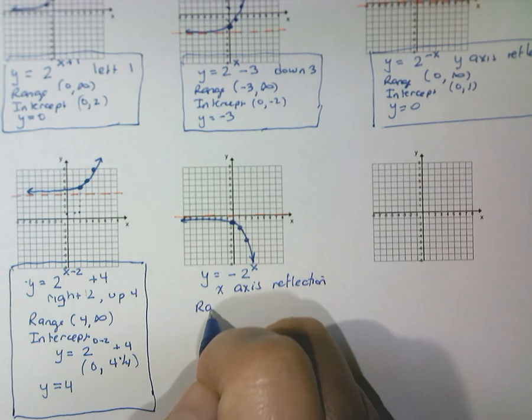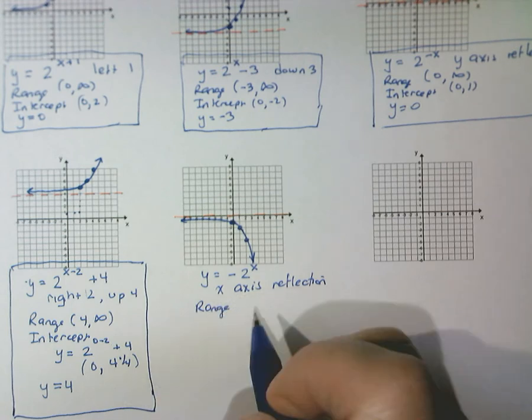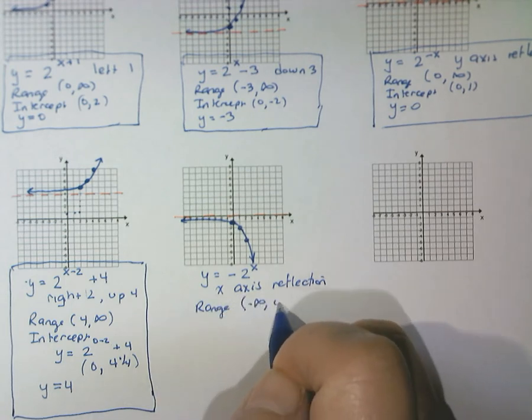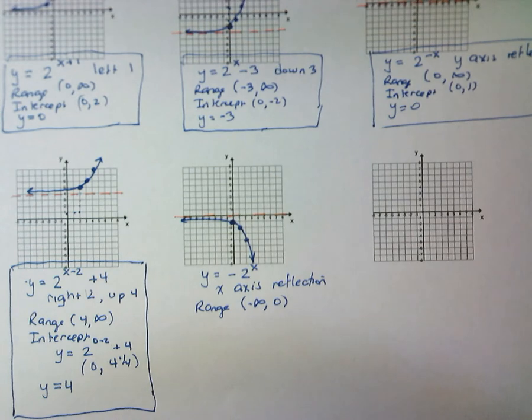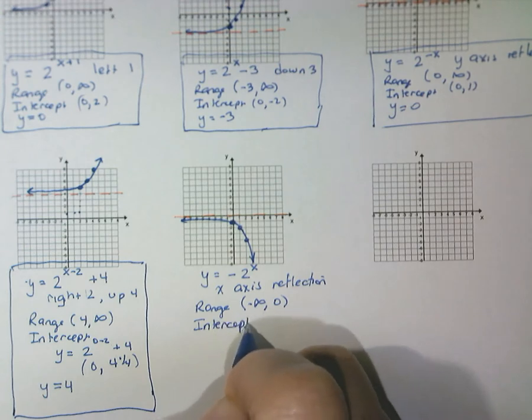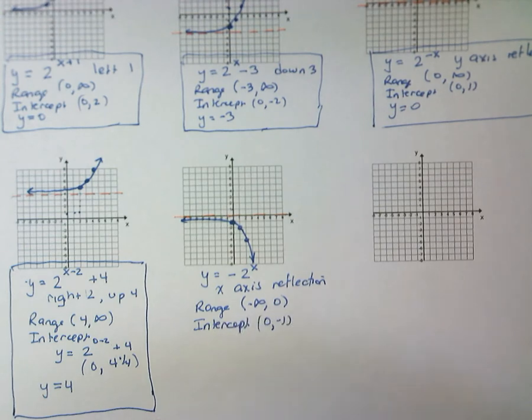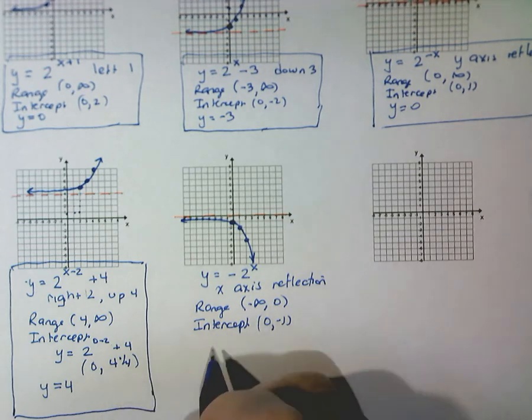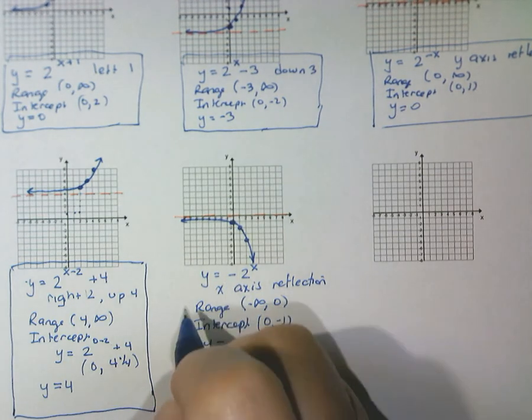The range now is not 0 to infinity, it's negative infinity to 0. When writing with interval notation, the smallest number gets written first. Negative infinity is definitely smaller than 0. My intercept changed to 0, negative 1. And my horizontal asymptote is y equals 0.